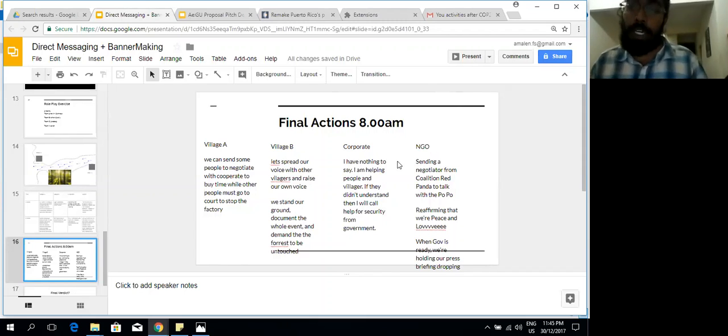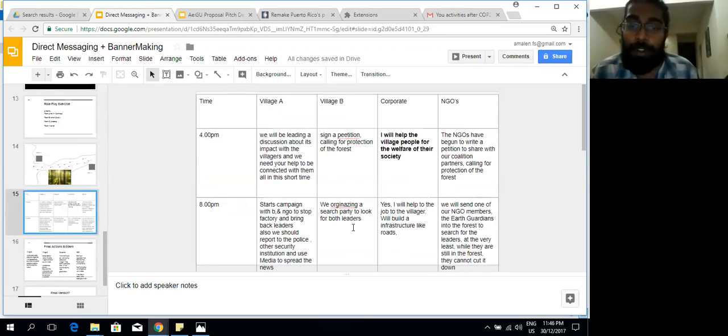And remember how earlier I mentioned that at 4 p.m., your village leaders went missing? And then they came back drunk, and then y'all wasted time. Y'all sent in effort to have a search party to look for both your leaders. Okay, this is very important. It's good that you did it. It's a responsible thing to do.